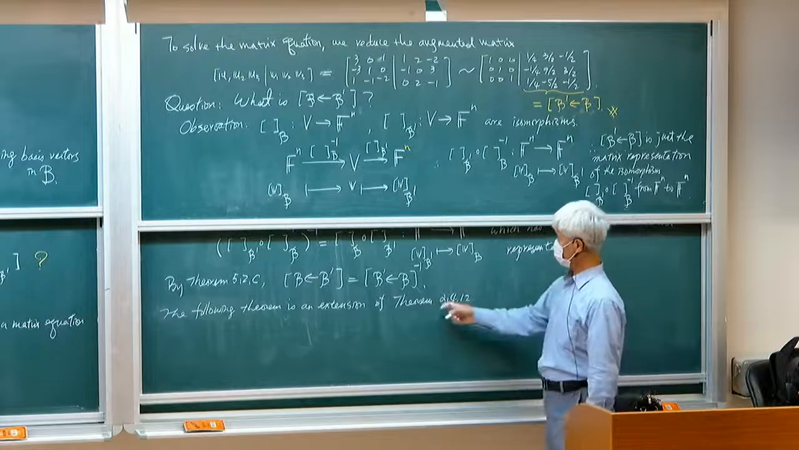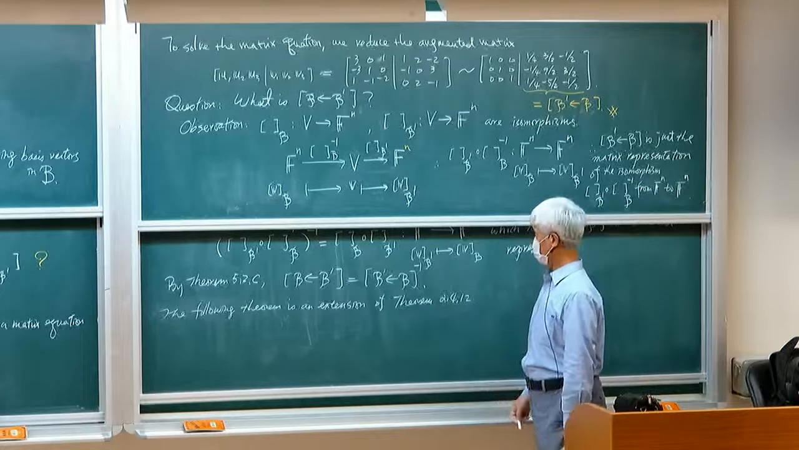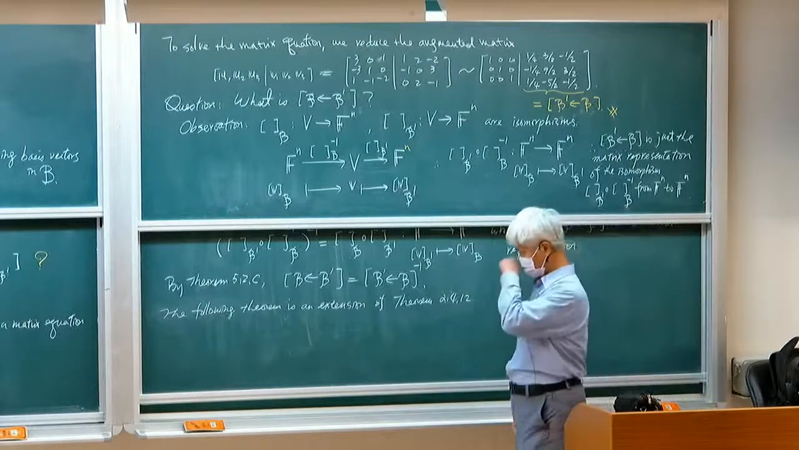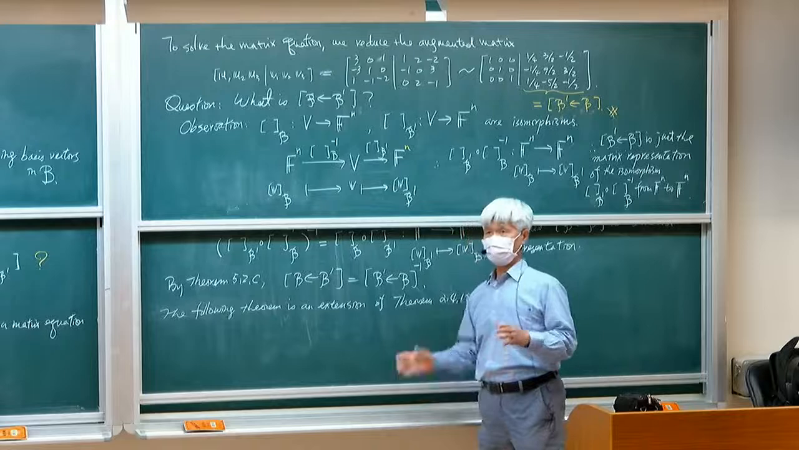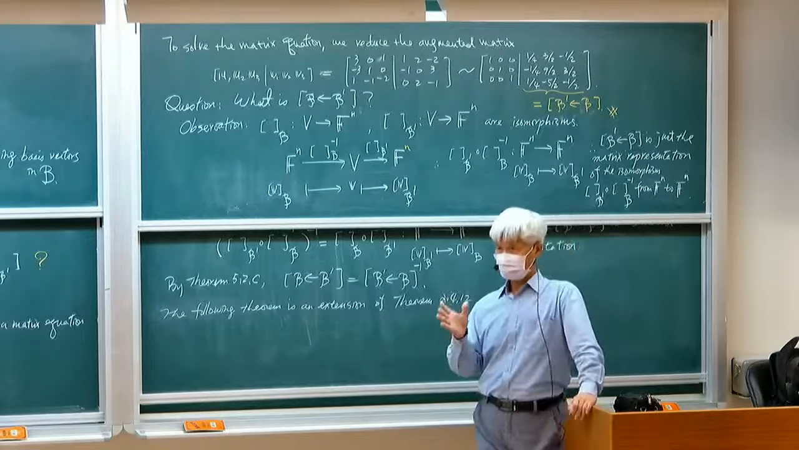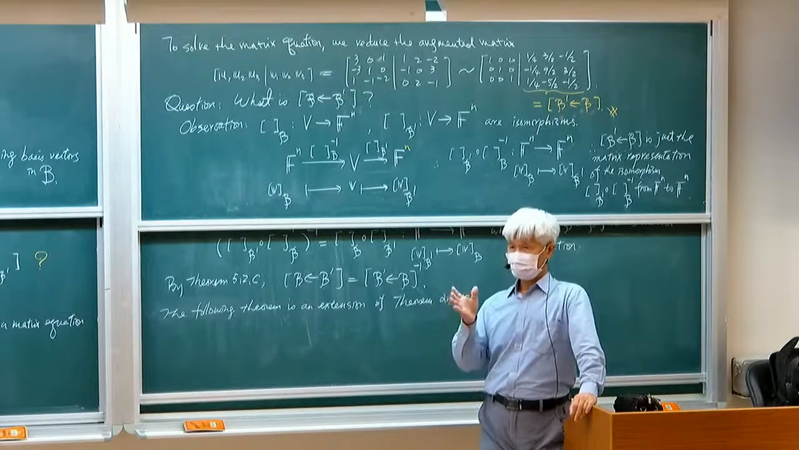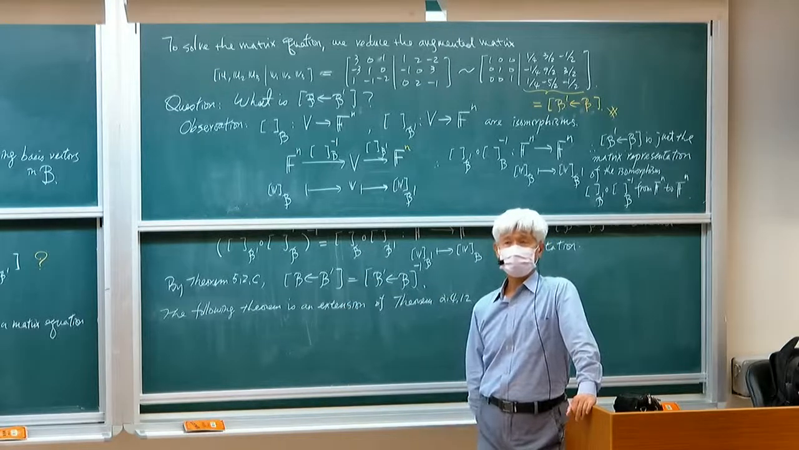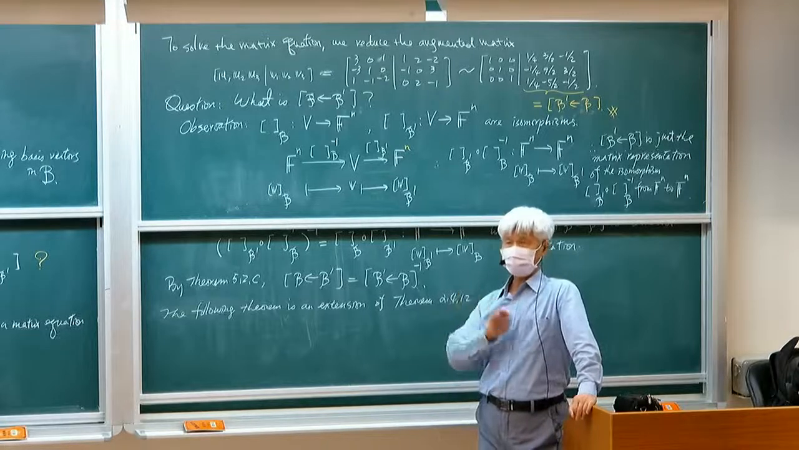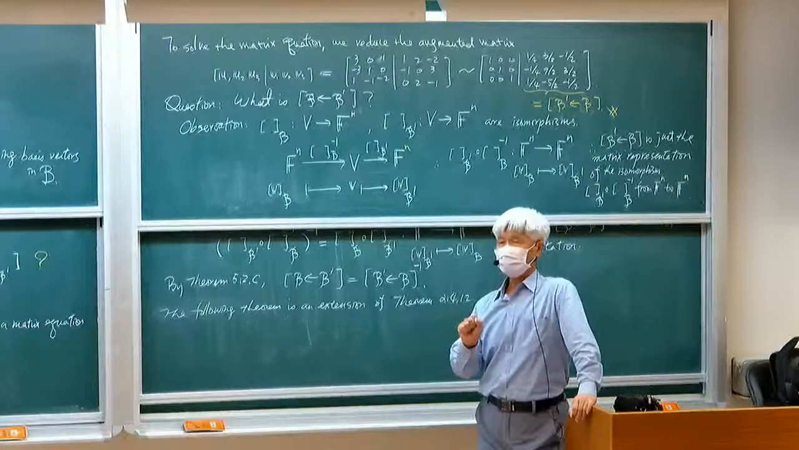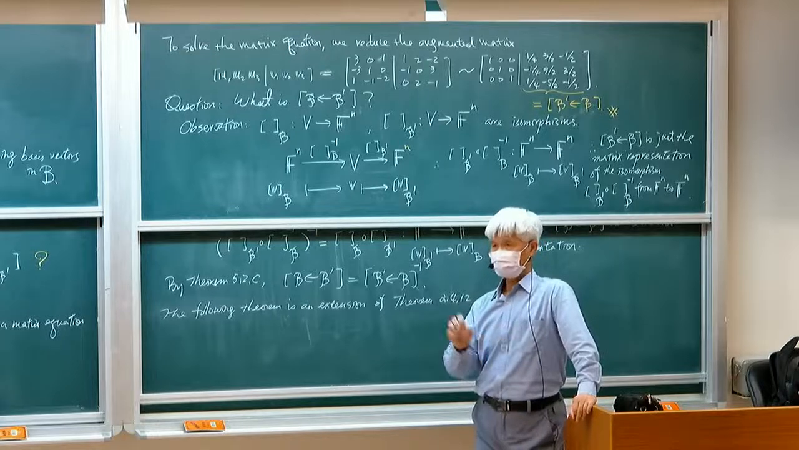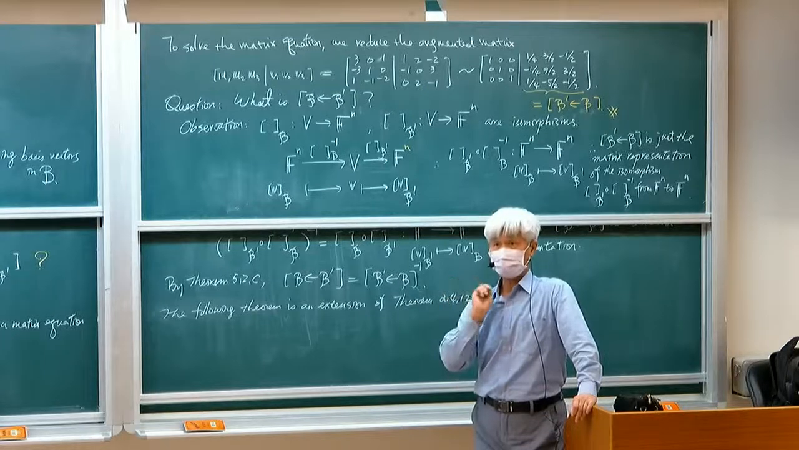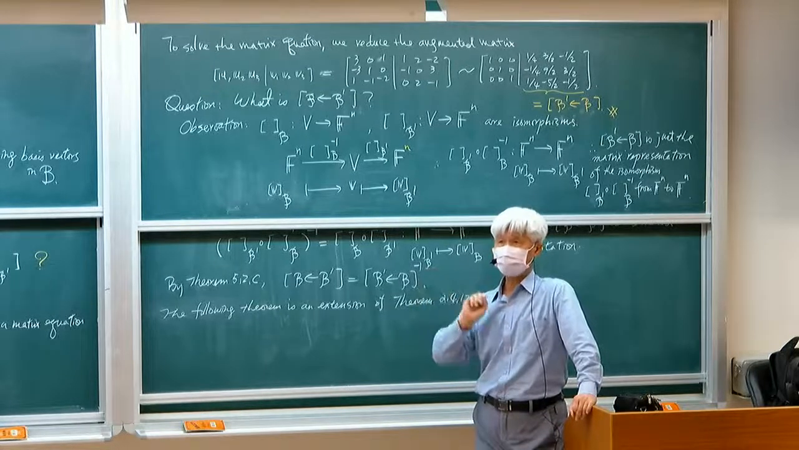Okay, remember Theorem 2.4.12 says that to specify a linear transformation from an n-dimensional vector space to an arbitrary vector space, you can do the following. First of all, you pick a basis for this n-dimensional vector space V. This basis has n vectors, say V1, V2, V3, up to Vn.